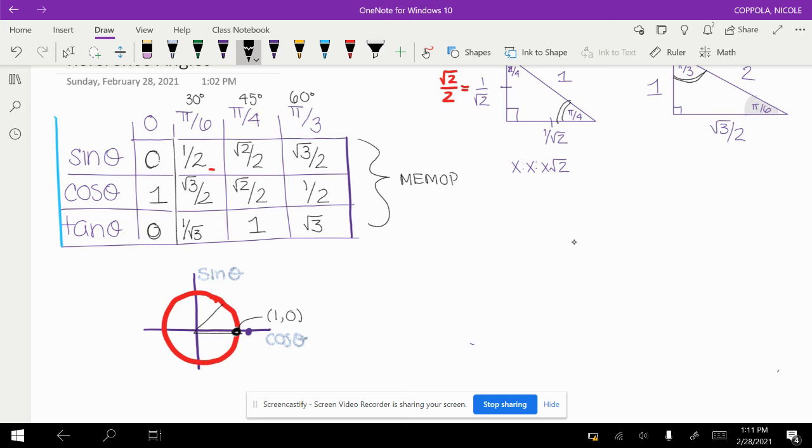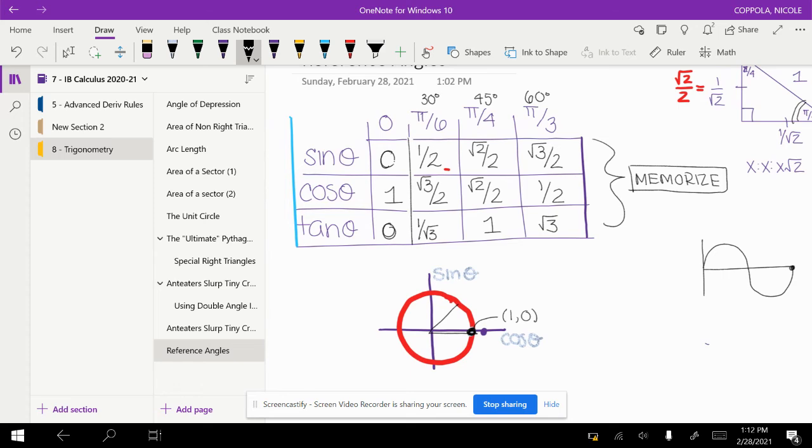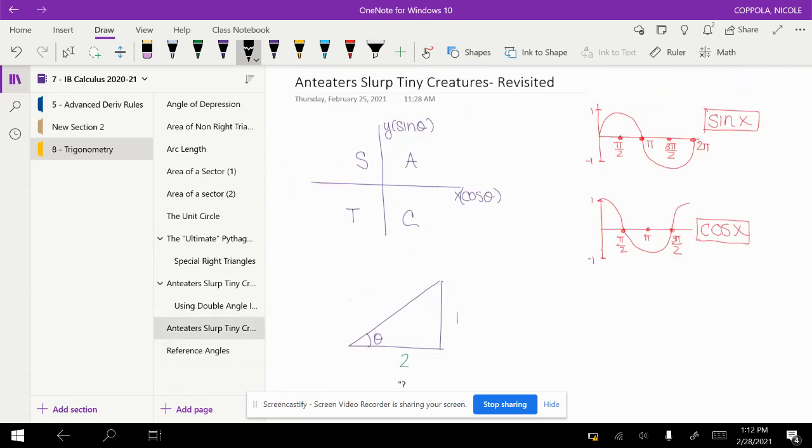When I see any questions that involve trig, I will almost always write out this little table. And the other thing that I would draw are my sine curve and my cosine curve. And I actually think I have a nice drawing of these here.